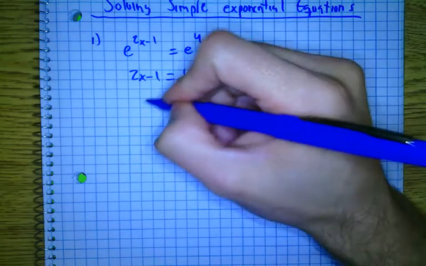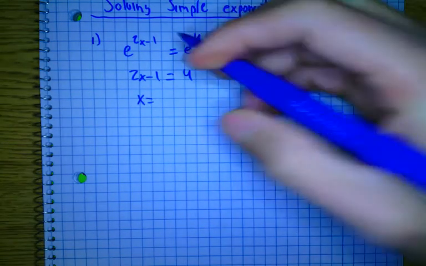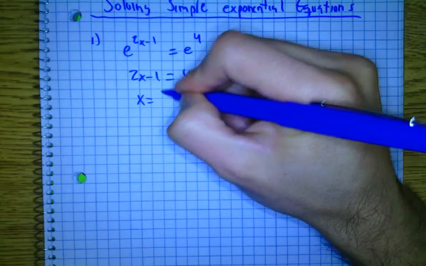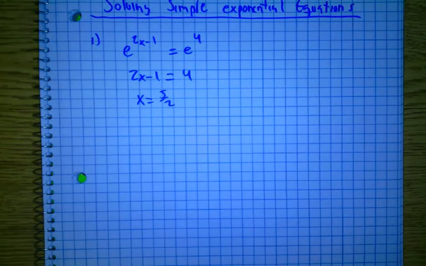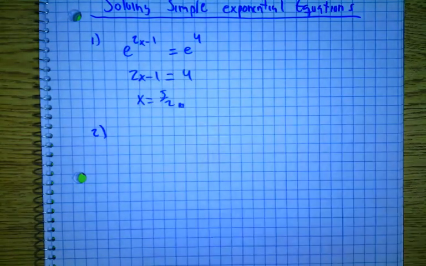It's going to be 5 over 2, right? We add 1, so it'll be 5, divided by 2 will be 5 halves. Cool? All right, let's try another one. 3 to the power of x minus 5 is equal to 81.